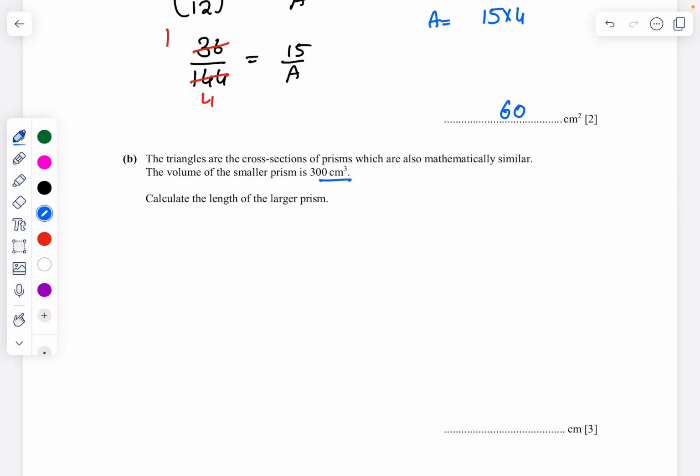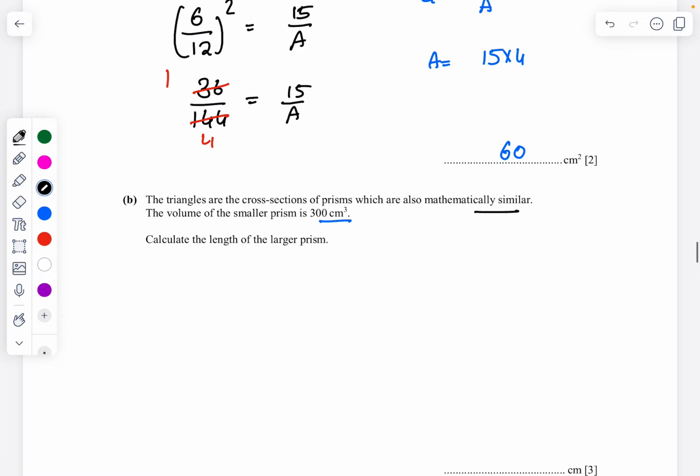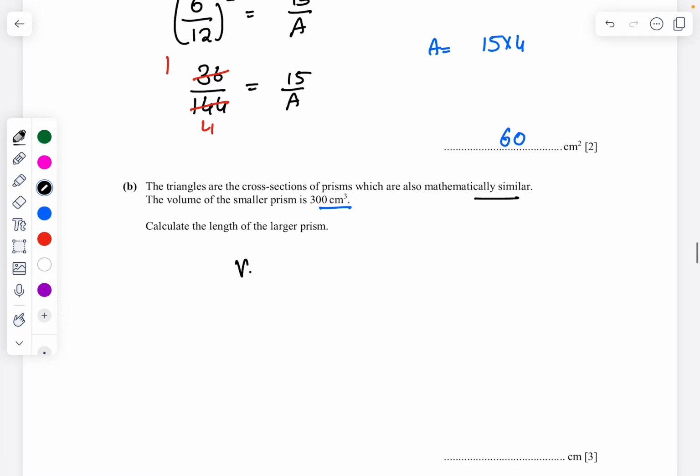So he is asking us to find the length of the larger prism. The triangles are the cross section of the prisms, which are mathematically similar. So now, volume 1 by volume 2 equals side 1 upon side 2 whole cube.